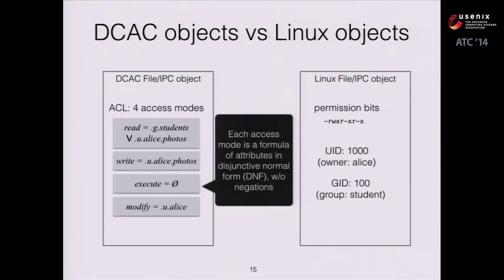In Linux, a file has permission bits, a UID, and one GID, to specify the permission on it. And similarly, in DCAC, a file has an ACL in terms of attributes. The ACL has 4 access modes: read, write, execute, and modify. Each of them is a formula of attributes in disjunctive normal form without negations.